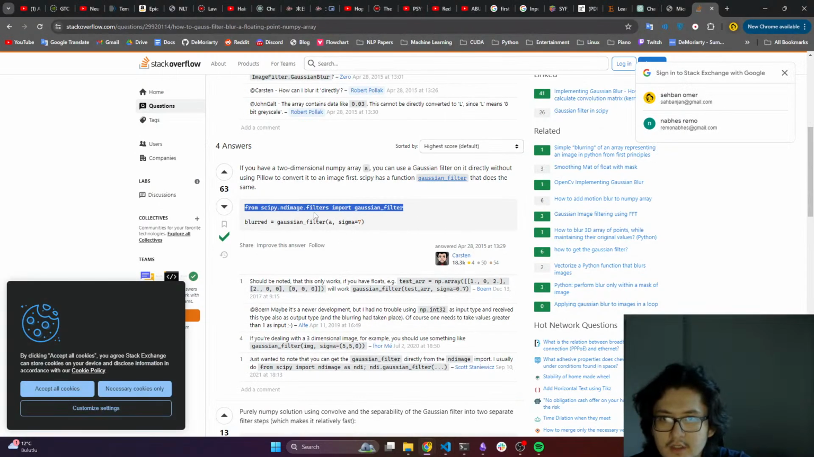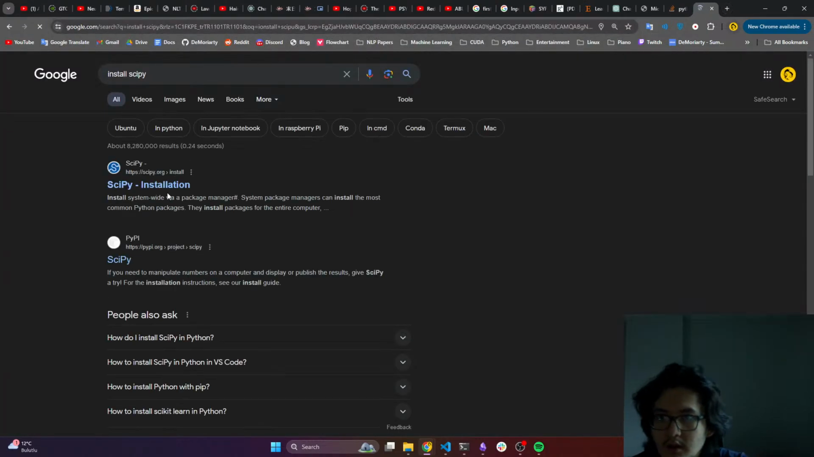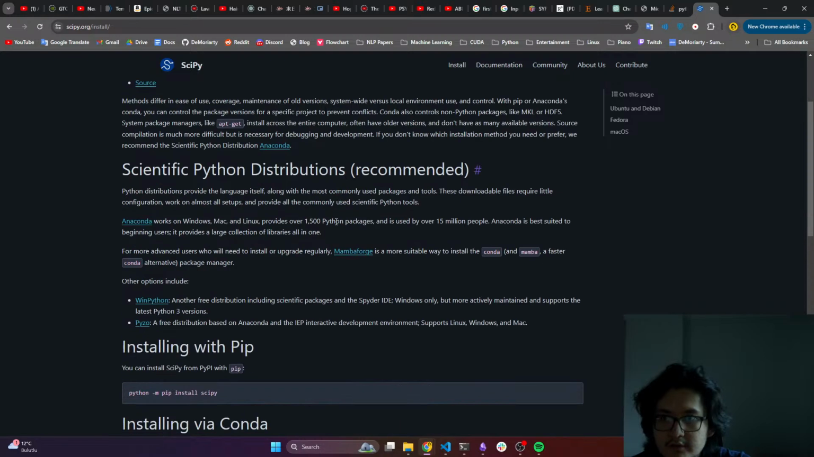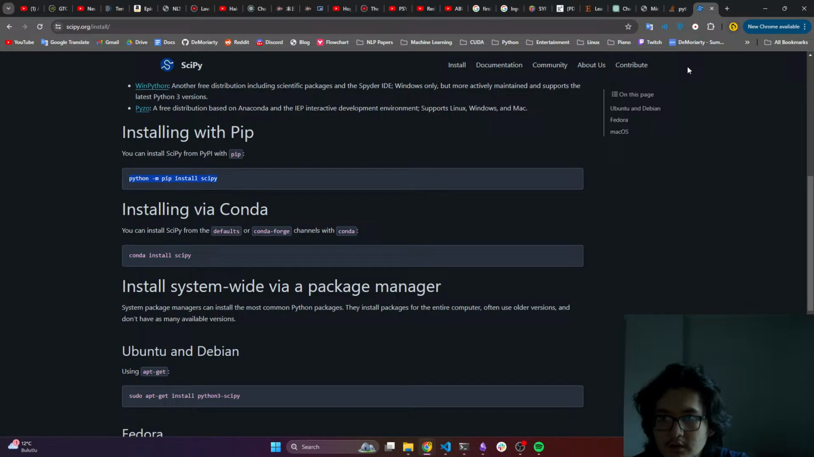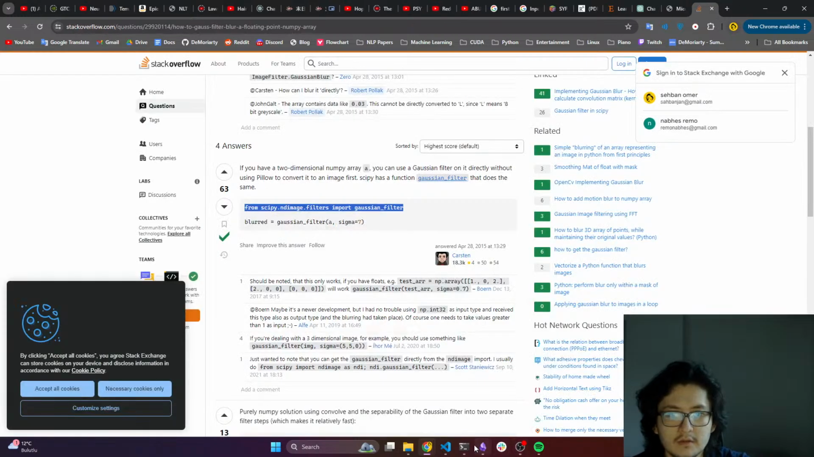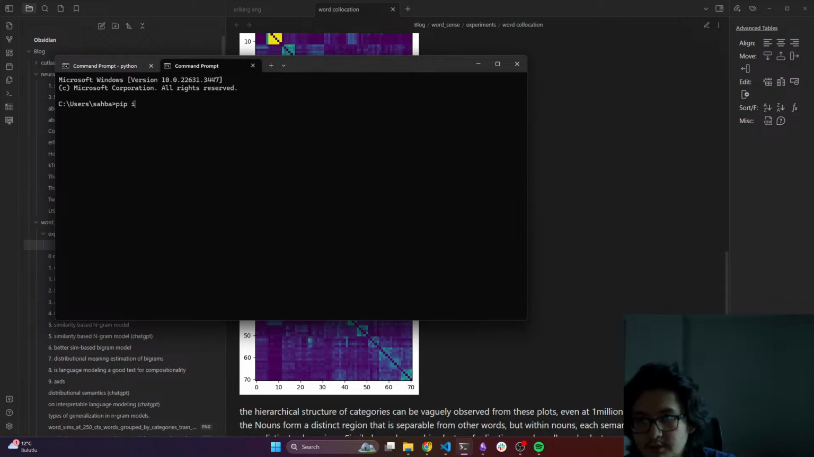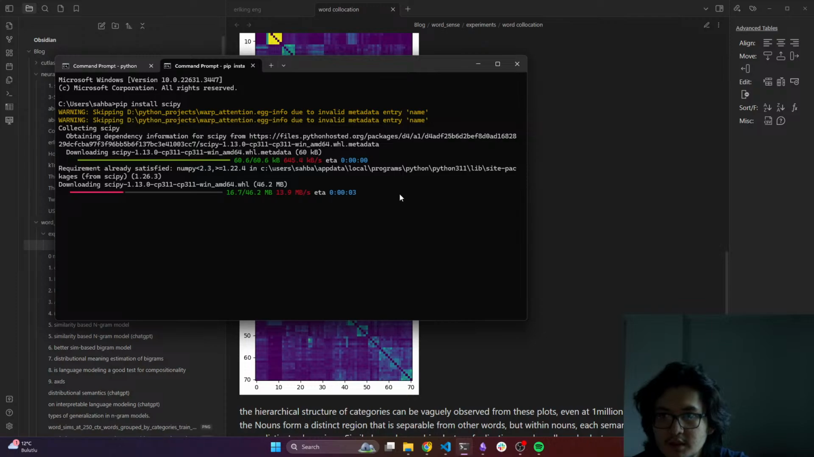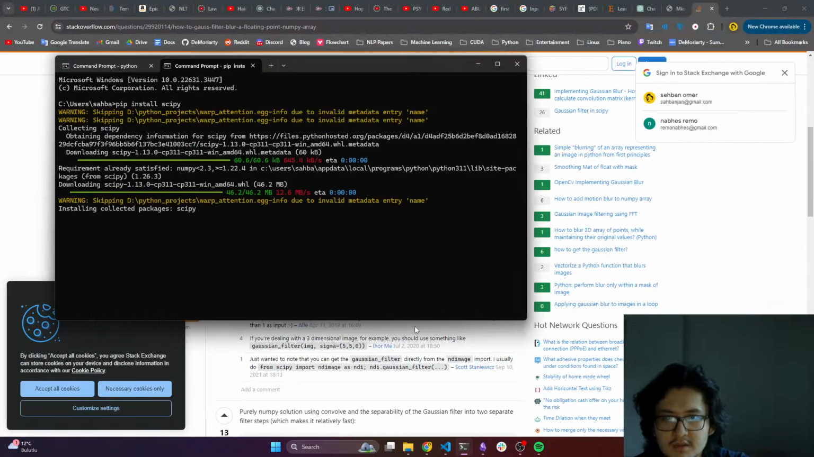I don't have SciPy installed apparently. How do I install it? Just pip install SciPy, I guess. Pip install SciPy. Skippy. That would be funny if you pronounced it as Skippy.